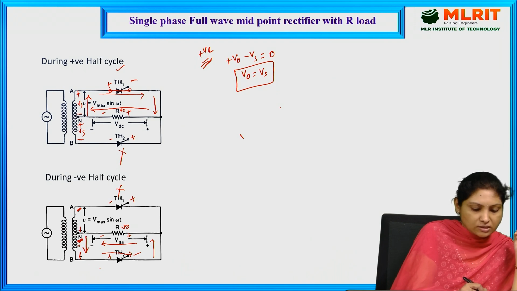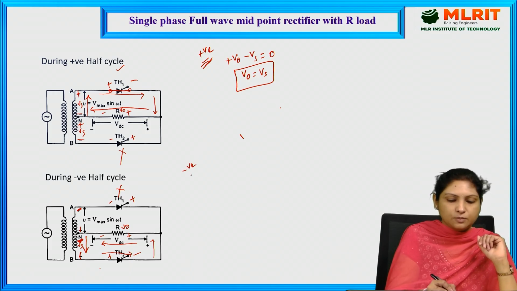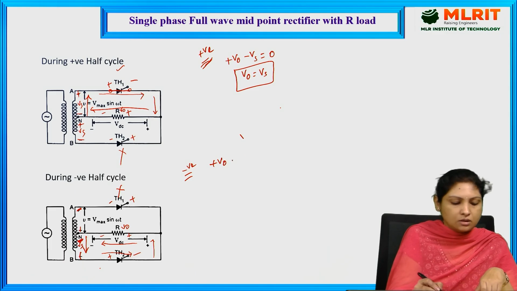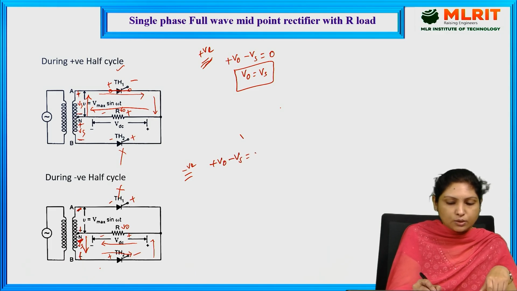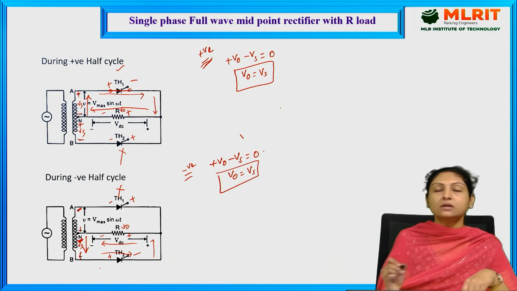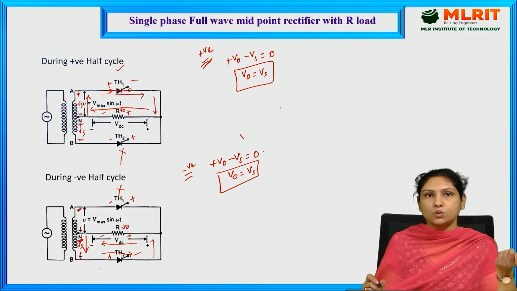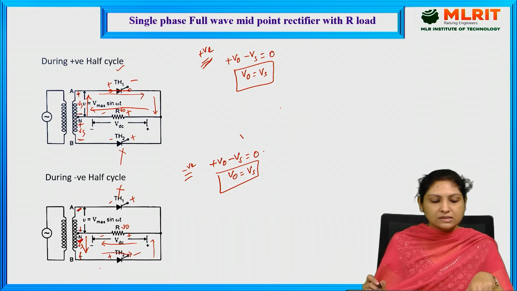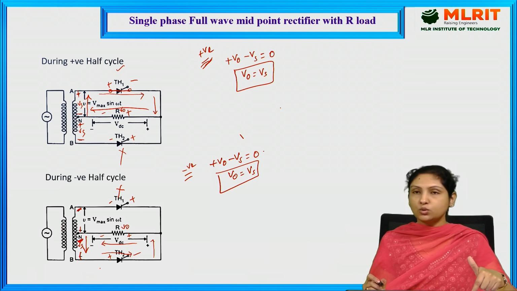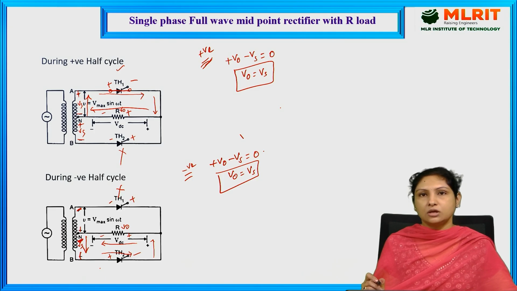Since current is flowing in this direction, plus minus, this is V0, and this is Vs. For the negative half cycle, if you write down the expression, plus V0 minus Vs is equal to 0. In that case, we get V0 is equal to Vs even during the negative half cycle. That is the reason why, in spite of applying AC voltage, the output is DC, since the current through the load during the positive half cycle as well as the negative half cycle is flowing in the same direction. That is how we are getting unidirectional output.